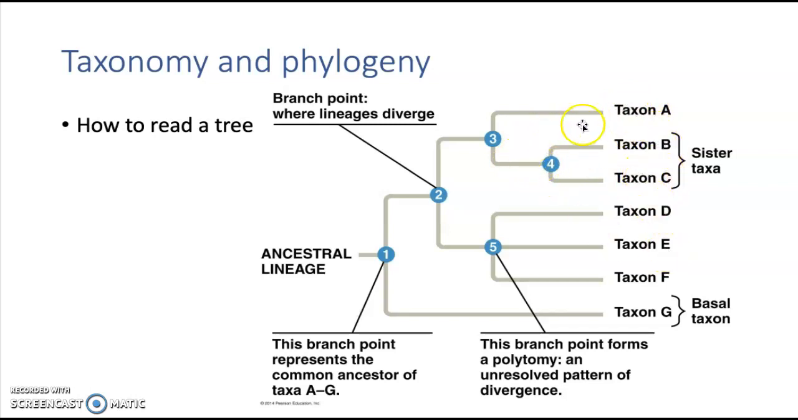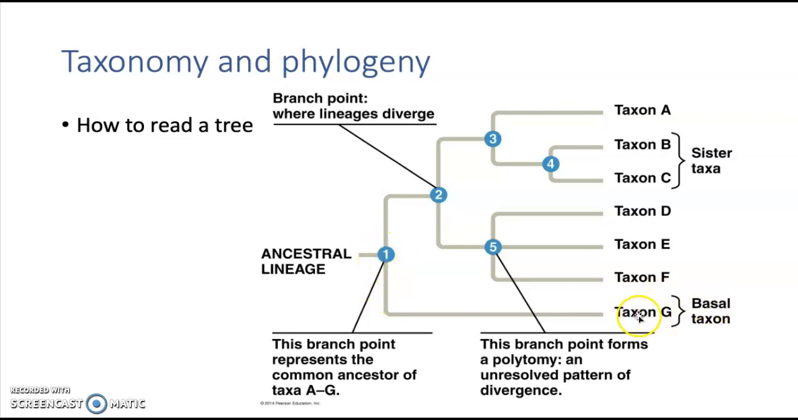Okay? A, B, and C represent a sister group to D, E, and F. What you'll notice here is that D, E, and F all come off of the same branch. This is what we call an unresolved branch. It means we don't have enough information to know whether D and E are more closely related to each other, or E and F are more closely related to each other. So we just represent that as a polytomy, multiple branch points coming off of the same ancestor. But all of these groups are connected to each other via this ancestral lineage.